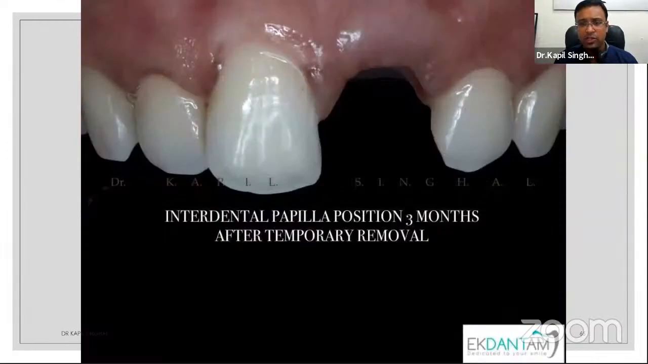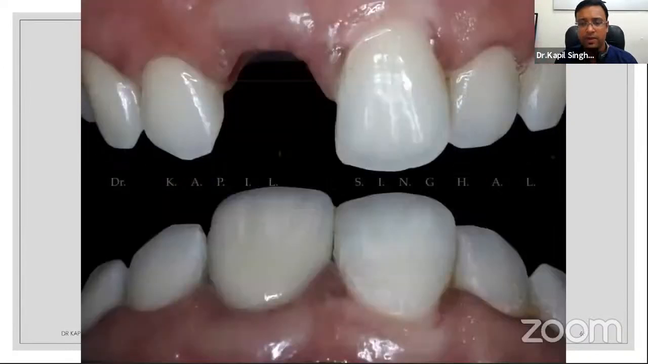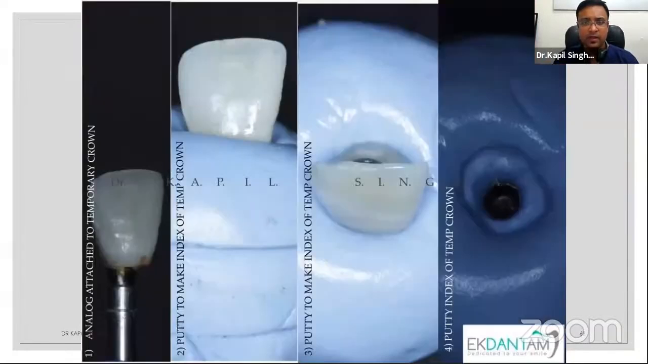So this is the position of the interdental papilla after the temporary was removed after 3 months. What we did was make a customized impression post. And how do we do it? We replicated that temporary, so we fixed the analog.